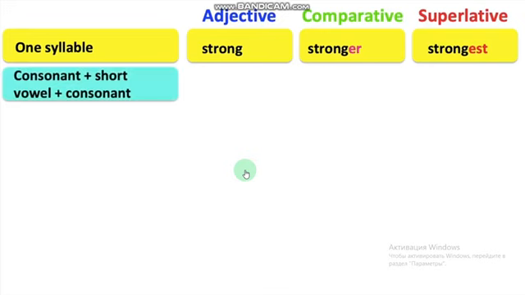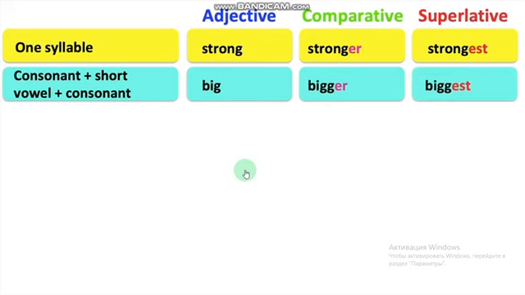For adjectives with a consonant short vowel consonant spelling, the final letter is doubled before adding the ending. For example, big. The comparative adjective would be bigger. So we've doubled the final letter G and add the ending er. The superlative adjective is biggest. Again, we double the final letter and add the ending est.